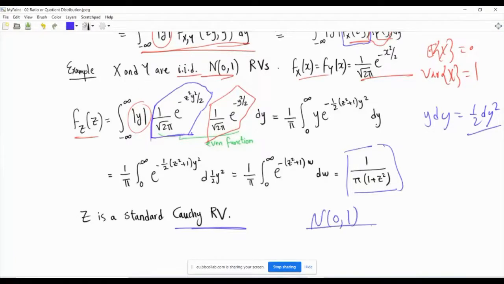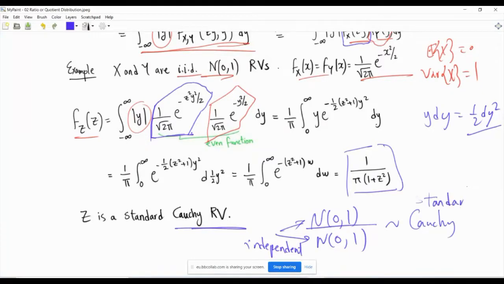So if you have a standard Gaussian N(0,1) over a standard Gaussian, and they are independent, then the distribution of this ratio will be the famous Cauchy random variable, the standard Cauchy, which has this PDF.